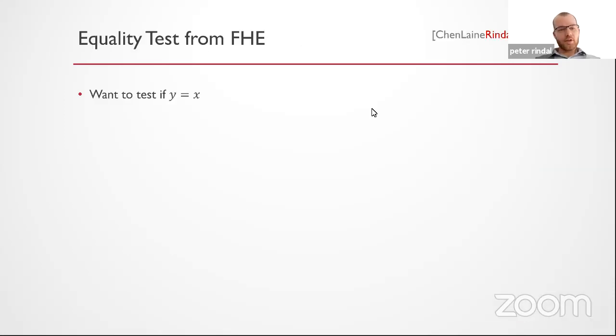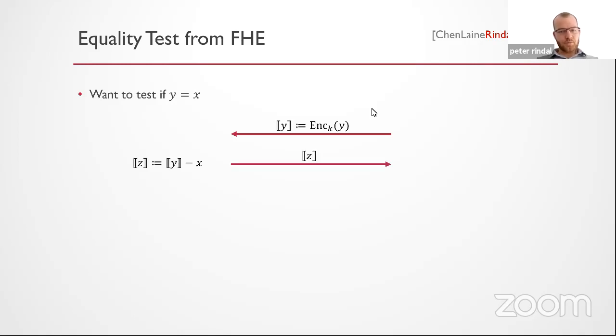Okay, so as a warm up, we will consider the scenario where one party has Y and the other party has X, just single elements. And we want to check whether they are equal to each other. This is sort of like a set intersection where the sets are size 1. And how might you do this? Well, first one of the parties will encrypt the element Y and send it over. And now a simple idea would be, okay, take Y and subtract X and send it back.